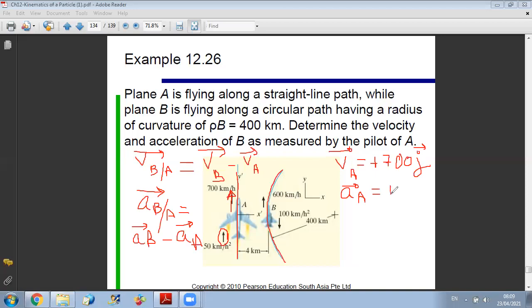Now for B I should pay attention that I have a curvilinear motion. When I have a curvilinear motion, the acceleration will be divided into two components, one along UN, one along UT. To determine UT, it is along the tangent to the path. So if I draw the tangent line, it is vertical. So the velocity will be vertical, and it will be equal to 600 kilometers per hour. So I have that VB is plus 600 J.